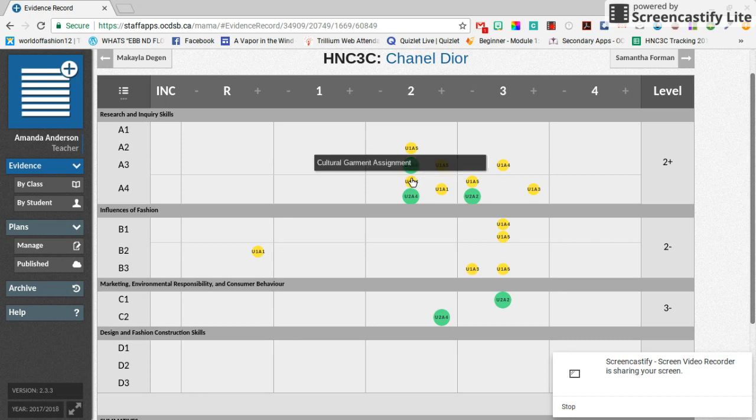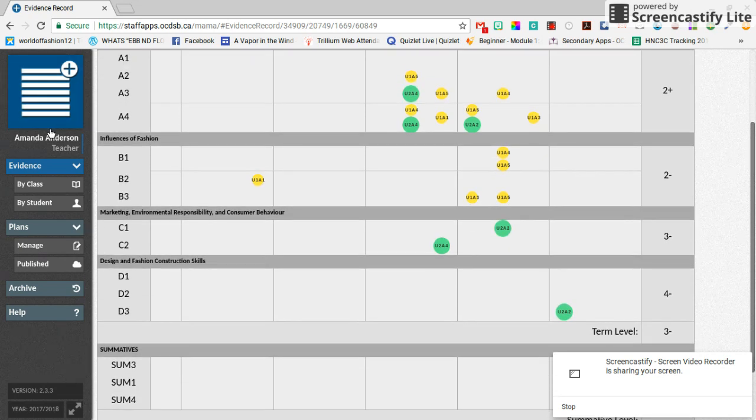And then A4 is kind of all over the place, but we go with most recent, most consistent. So she has a 2 and a 3 minus, so that would be probably a 2 plus. So here I have a 2 plus, a 2 plus, and a 2 plus. So that kind of averages out to be a 2 plus in this area. So I would go down and do that for each of the strands.